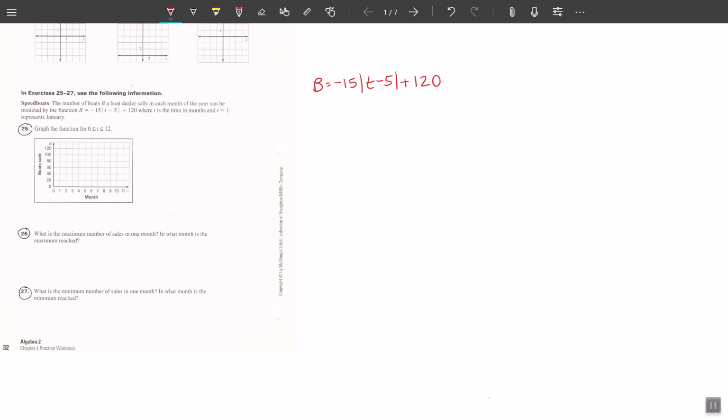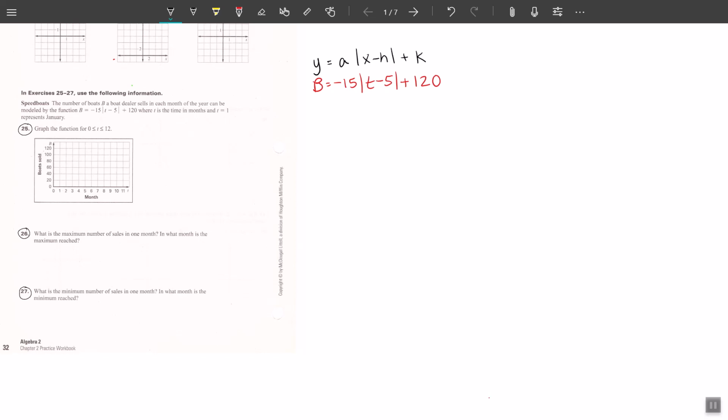Okay, and so b is the number of boats sold, and t is the time in months. And they're asking you to just remember that t of 1 is going to represent January. That's going to help you answer some of the questions below. If I rewrite this with the values that we've been looking at, that's going to look like this right here.